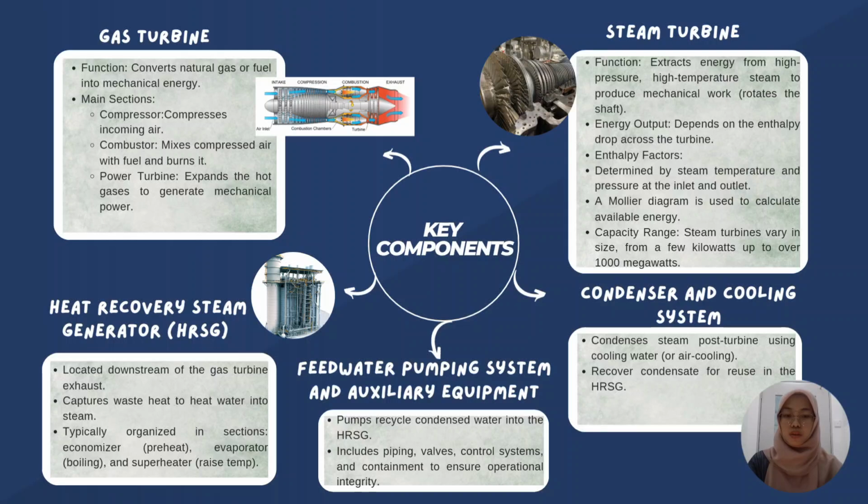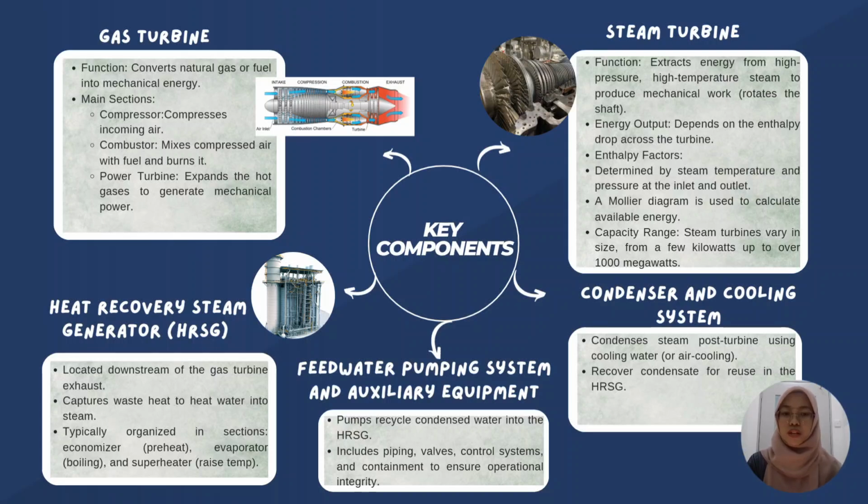First is the compressor, which compresses incoming air. Second is the combustor, where compressed air is mixed with fuel and burned. And the third is the power turbine, which expands the hot gases and produces mechanical power to drive a generator. Next, we have the steam turbine.